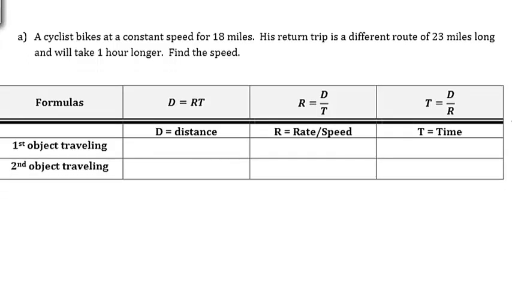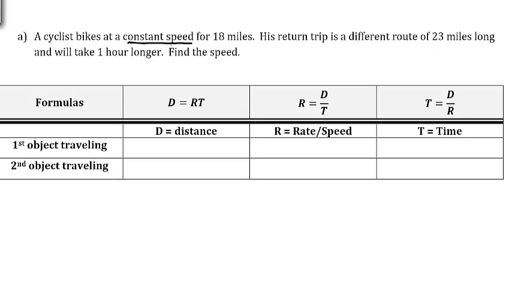So let's take a look at a couple of different problems. In our first problem, we have a cyclist who bikes at a constant speed. So that's important that we note that their speed is constant. And they're doing that for 18 miles. On the return trip is a different route, and they travel 23 miles, and it will take 1 hour longer. And we want to find the speed.